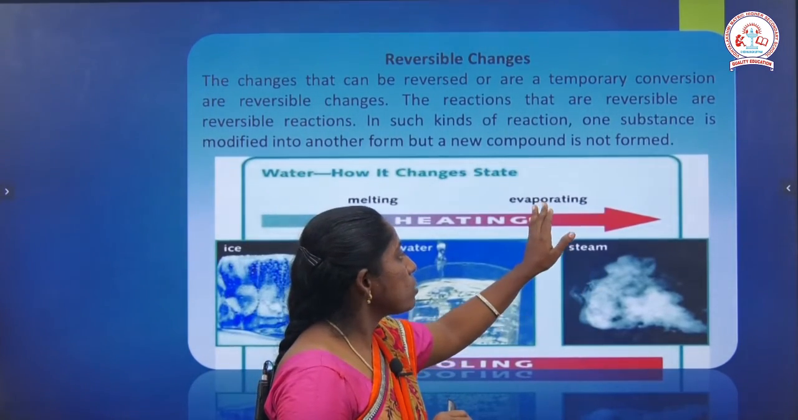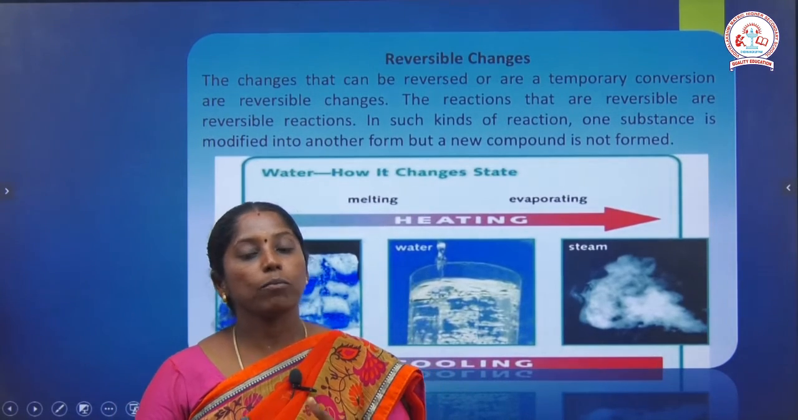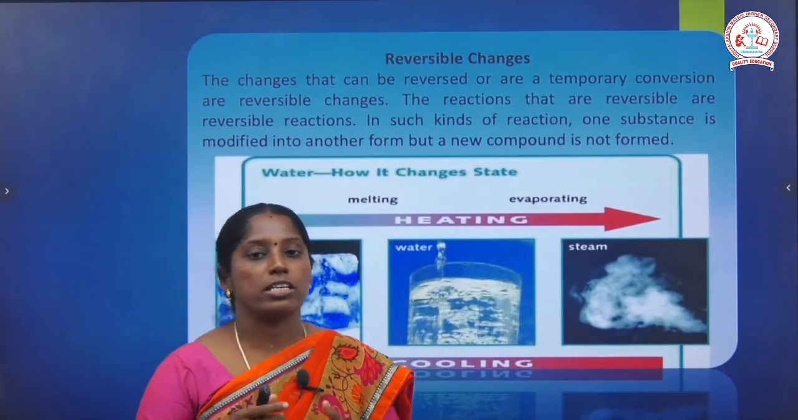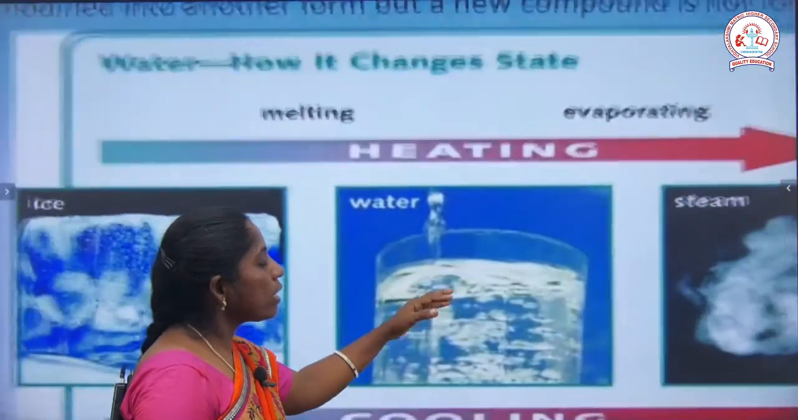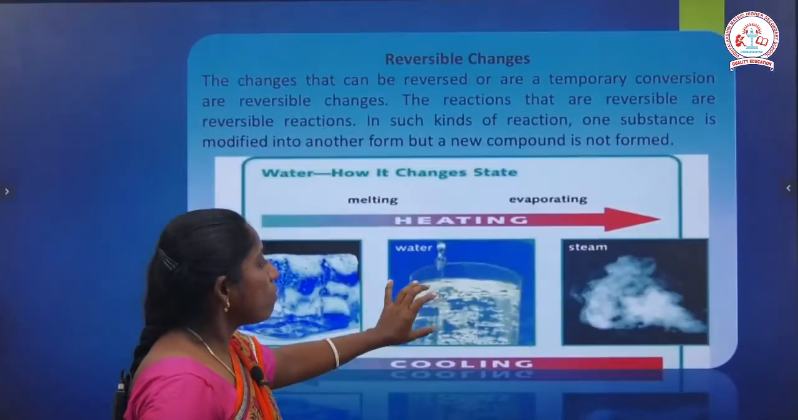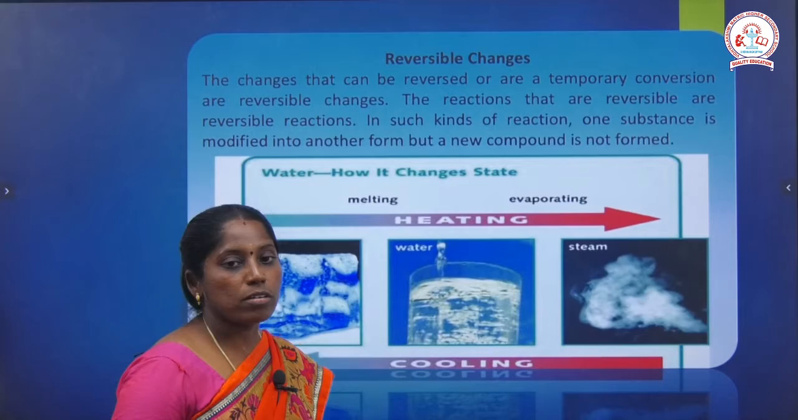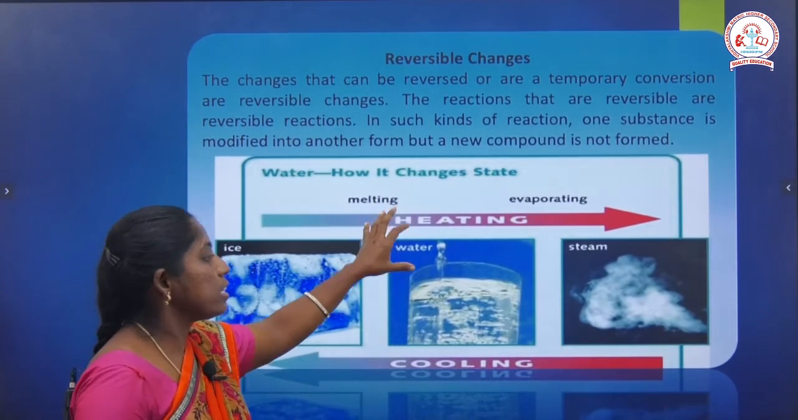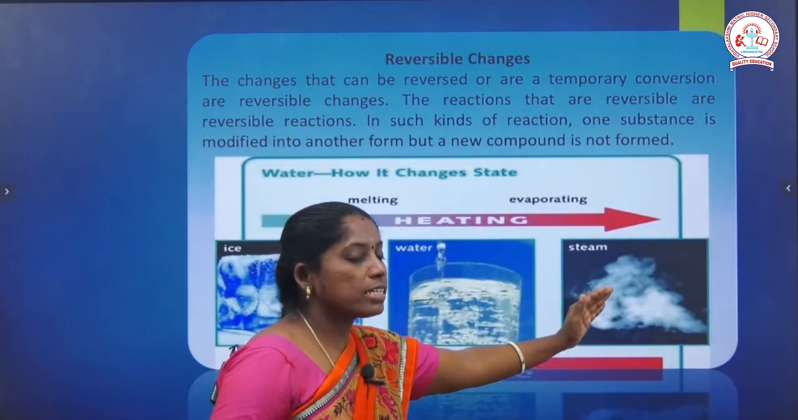What is the name of this process? We can call it evaporating. So melting and evaporating, both processes are reversible changes. Ice melts and becomes water, and when we heat the water, it becomes water vapor. That is reversible changes. These are changes of state only: solid changes to liquid, liquid changes into gas.